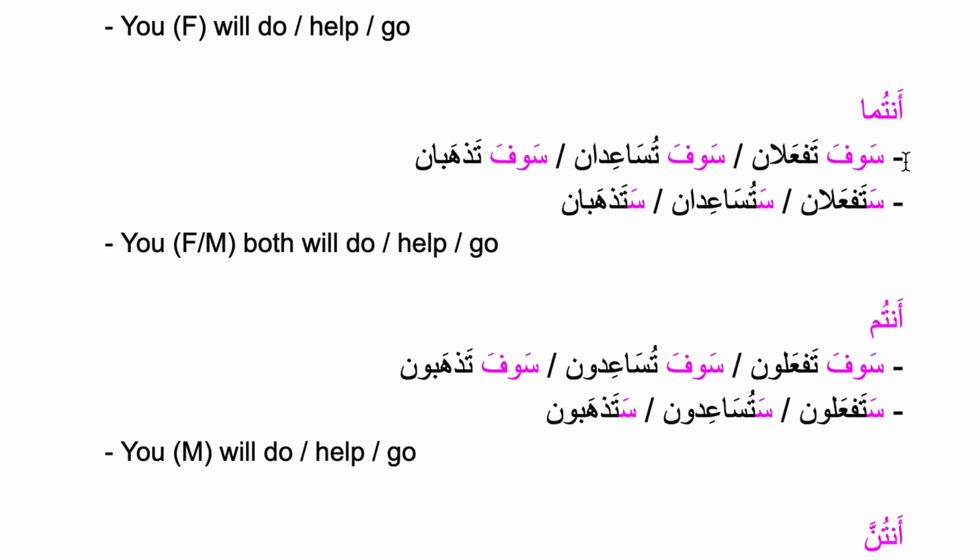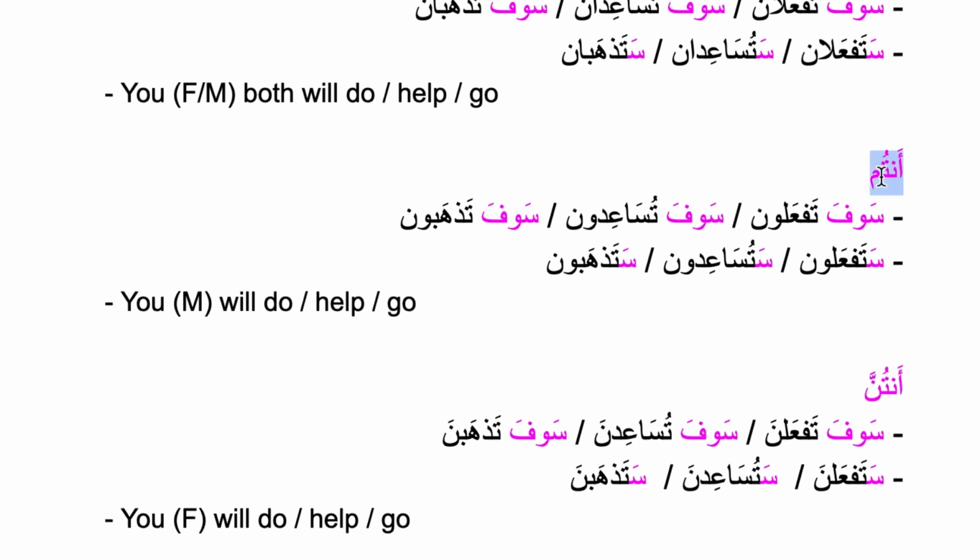Next is أنتما, and it means you, for both, you both. Dual, for female or male. سوف تفعلان, you will both do. سوف تساعدان, you will both help. سوف تذهبان, you will both go. ستفعلان, you will both do. ستساعدان, you will both help. ستذهبان, you will both go.